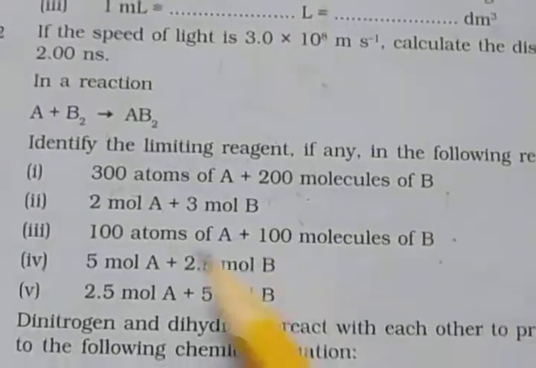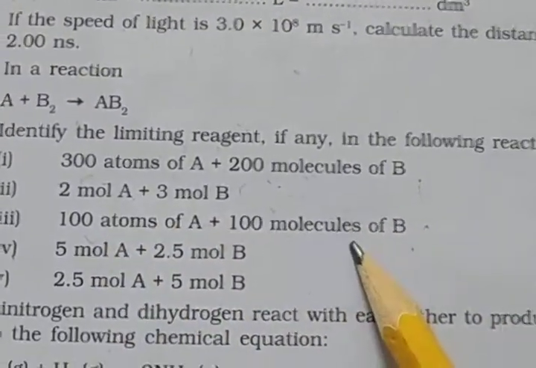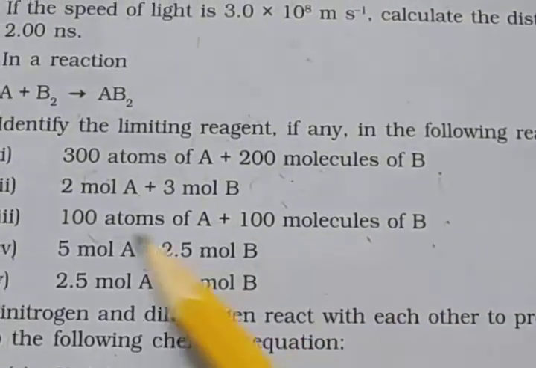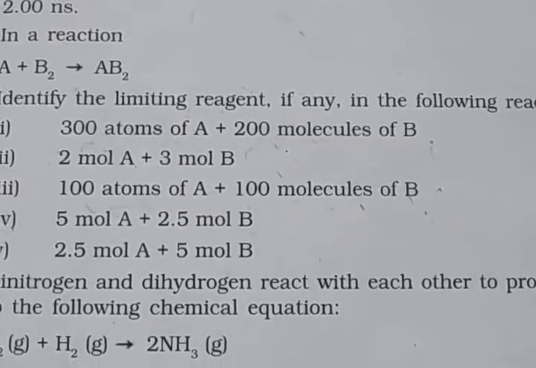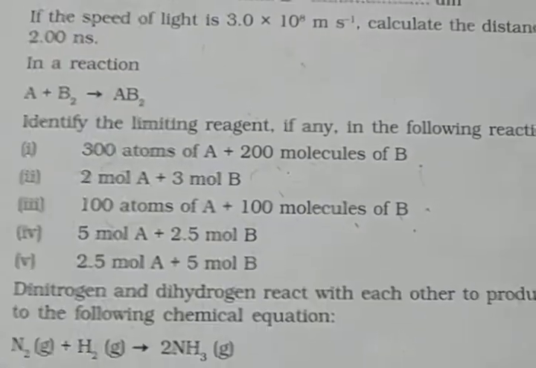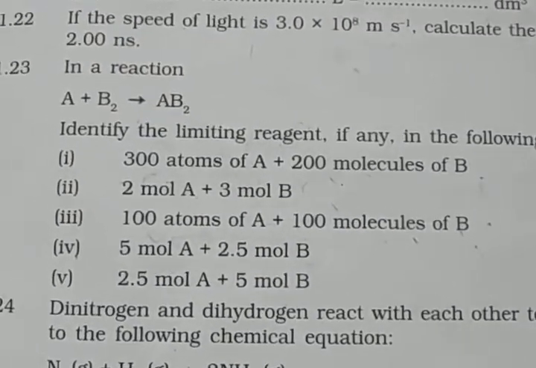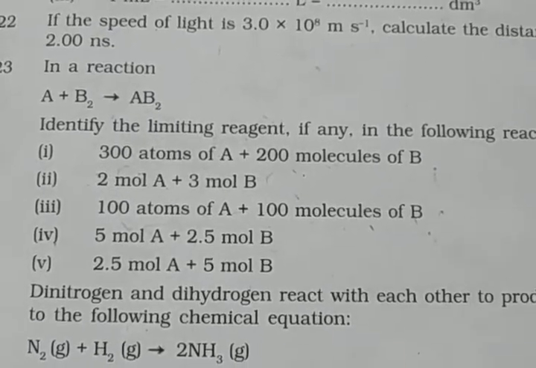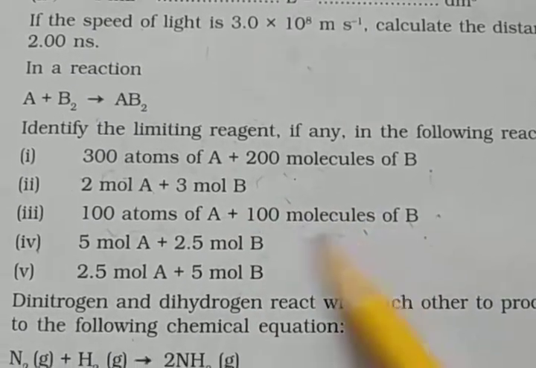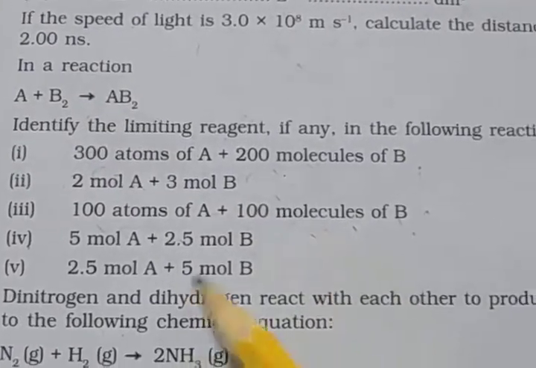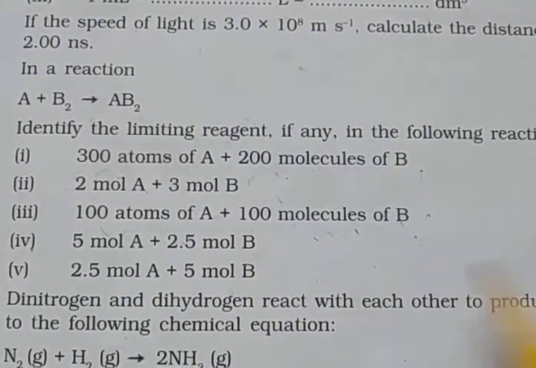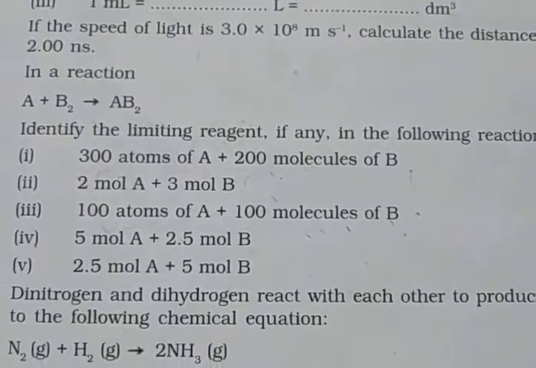So here all 100 atoms combine with 100 molecules. That means the mixture is stoichiometric, and no limiting reagent is present. Again, I see 1 atom of A combined with 1 molecule of B. So here 100 atoms of A are given with 100 molecules, so 100 atoms of A will combine with 100 molecules of B. So the mixture is stoichiometric, where no limiting reagent is present.